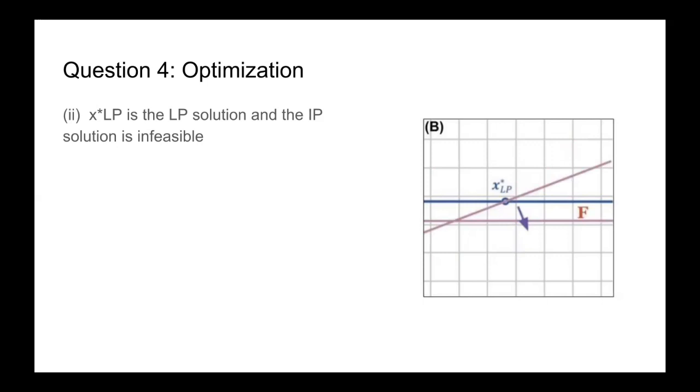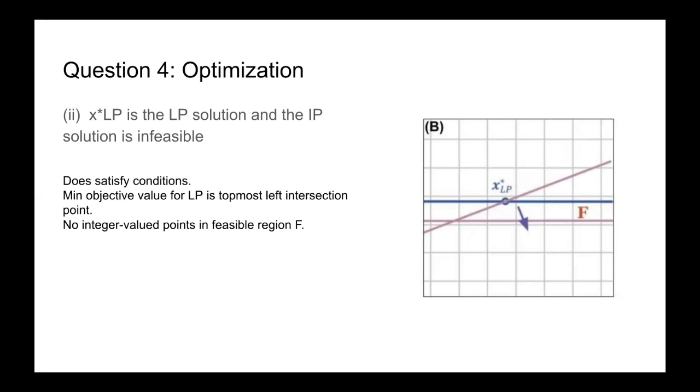Moving on to graph B, where we're given the cost vector and the LP point, we can say this does satisfy the conditions. This is because the cost vector is pointing mostly downwards, so our LP point would be the topmost intersection point, which this X star of LP is. And then if we look at the feasible region F, there is no integer Y value for this particular feasible region, because the Y values are bounded. So whenever we branch on the Y value, for both branches, we would return an infeasible solution.